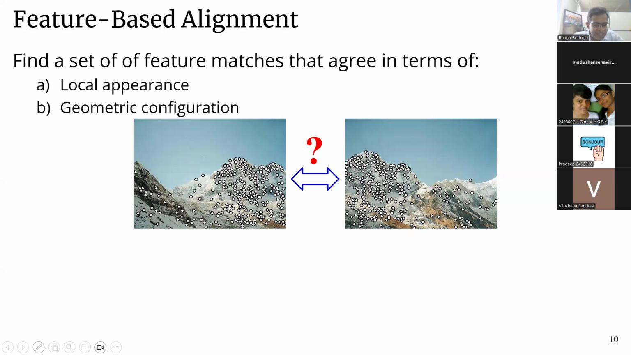So how do you go about doing this in the conventional pipeline? And in the new pipeline also, you need the initial steps. Find a set of feature matches that agree in terms of local appearance and geometric configuration. Local appearance means if you think about this little thing, maybe somewhere here, maybe this one, that little thing here, that should look like the thing here in the other image, right? So locally, they must be similar. That's what this means.